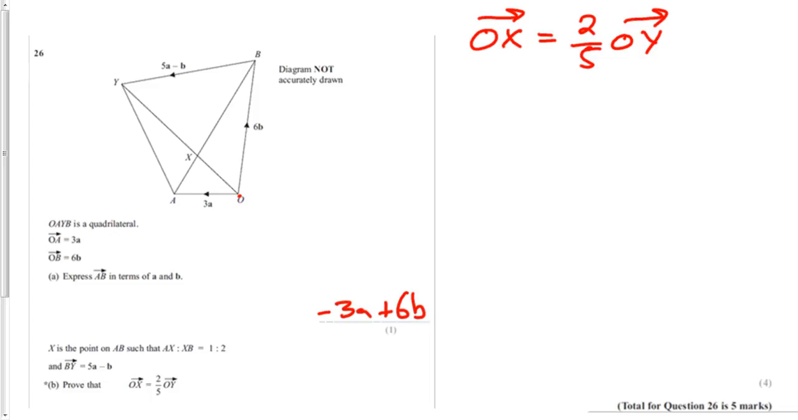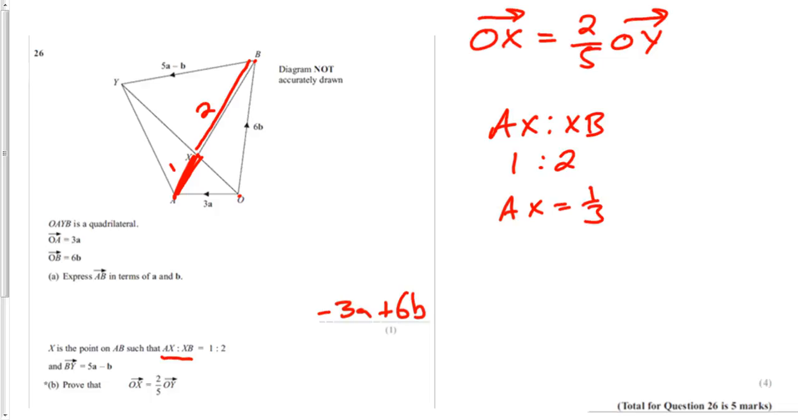So here to here. Now one thing that we're told is that AX to XB is in the ratio 1 to 2. So what that means is that if you've got AX here and XB here, that's breaking down, so that's 1 part and that's 2 parts. So the overall journey from A to B is 3 parts. And because A to X is 1 part of that journey, then we can say that AX equals 1/3 of AB. Now we already know what AB is. AB is our answer here.